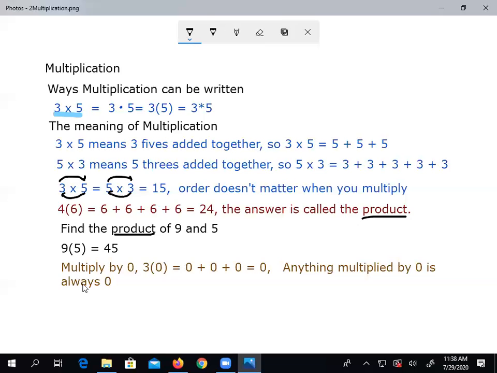Something else to bring to your attention is multiplying by 0. 3 times 0 means 3 zeros. 0 plus 0 plus 0 is still going to be 0. But what we learned is if you multiply anything by 0, the answer is always going to be 0. That's a special property about 0. When you multiply by 0, the answer is always 0. That's very important to us. Anything multiplied by 0 is always 0. I'm sure you already knew that. I just wanted to bring that back to your attention.